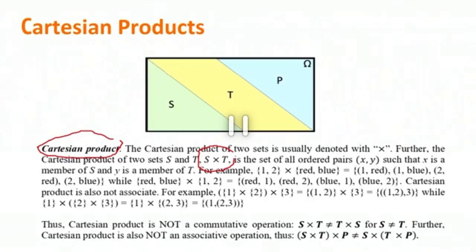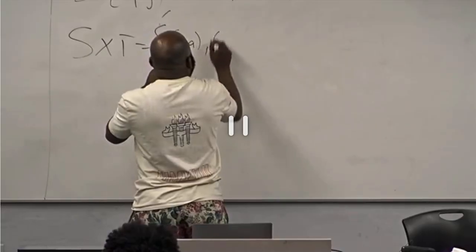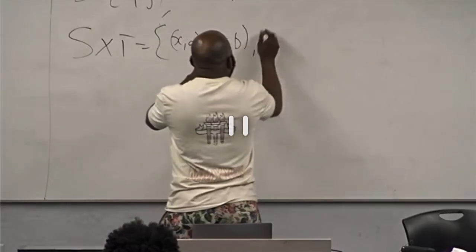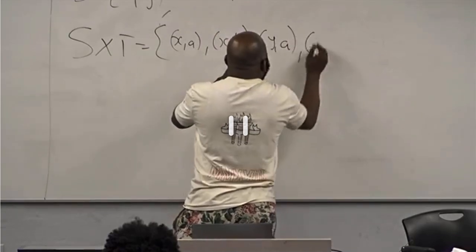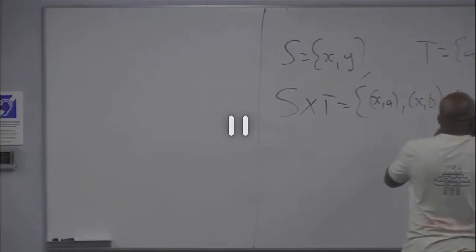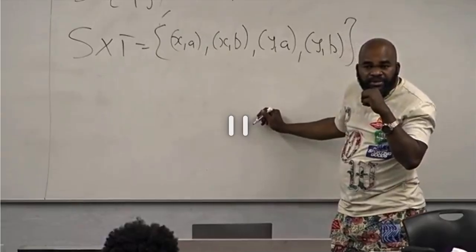If I have a set S, and this is set T, now I want to find Cartesian products. Please pay attention. The order does matter here because I want to use this to multiply that. So I'm going to consider XA, XB, YA, YB. Do you see that? That's a Cartesian product.